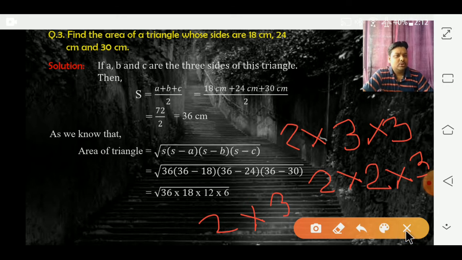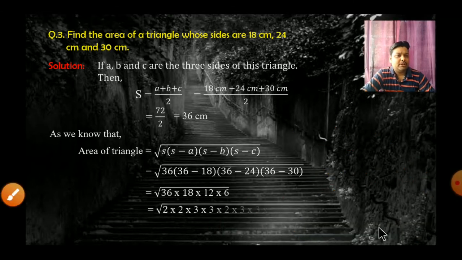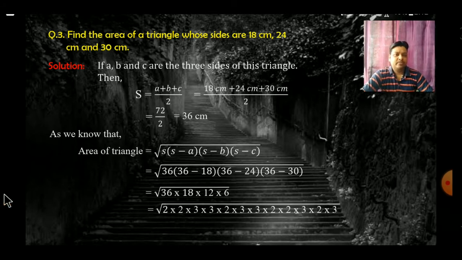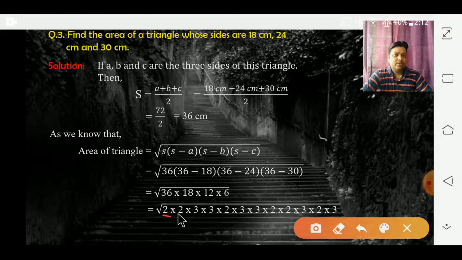Okay. So we will write at first all the prime factors like this. Now here you can see how many 2s are here. 1, 2, 3, then here 4, 5 and 6. Total six 2s. It means we can take out half of this. It means three 2s we can take out.